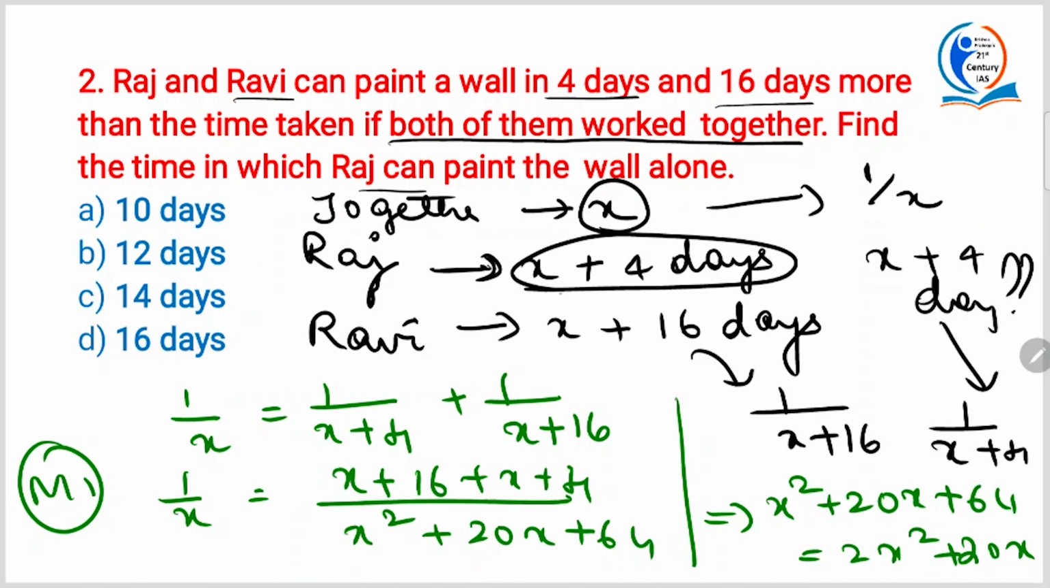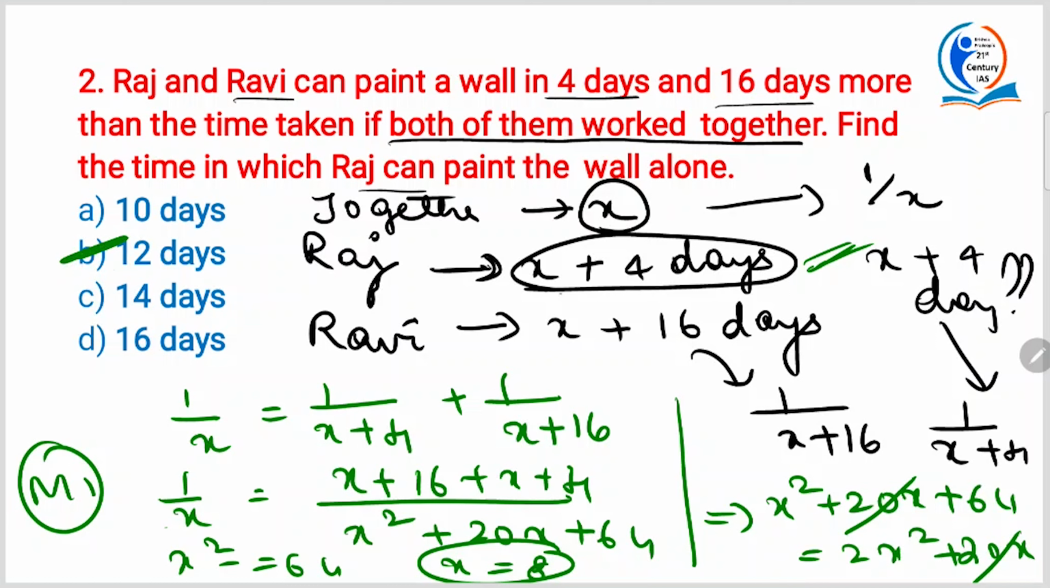Now this 20x will get cancelled. X square is 64, then x is how much? 8. Now 8 is not the answer. What is your answer? 8 plus 4, that is 12. This is method 1.